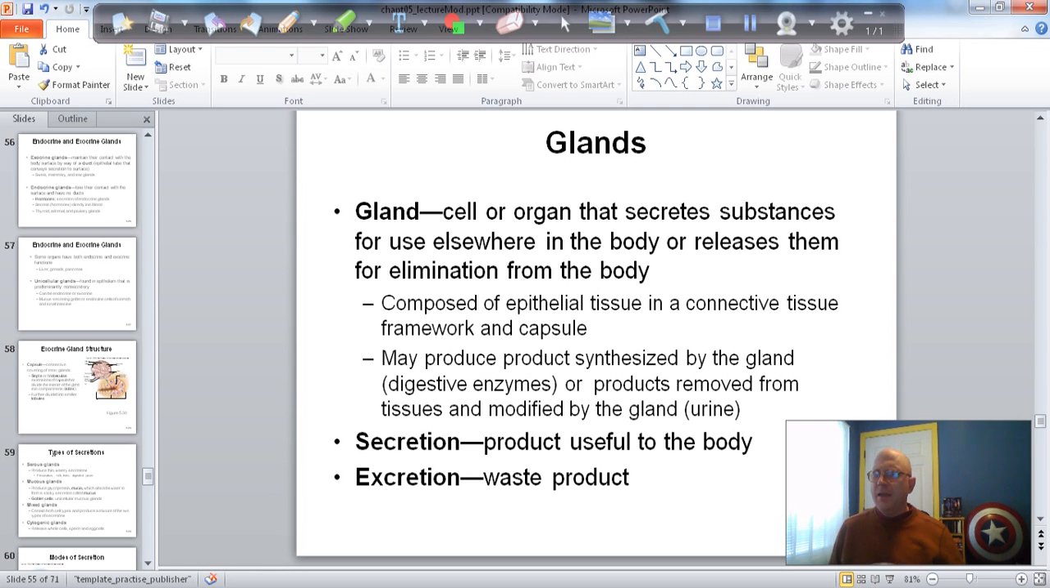But admittedly, you might argue, wait a second, isn't this a secretion though? I mean, bile is useful to us? Yes, it is, but some of it's going to leave us having not been used, in which case we can say it's an excretion. But any waste is something that's there in excess to your body's needs. So it might be useful at some point, but if it's there in excess, now it's a waste. Nonetheless, all glands are going to be secreting or excreting products, right? And they're composed of epithelial tissue in a connective tissue framework and capsule.